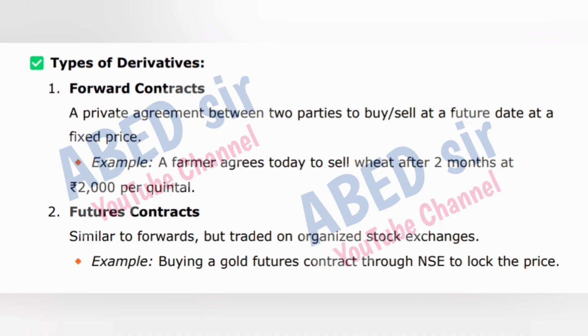Example, a farmer agrees today to sell wheat after 2 months at 2000 rupees per quintal. 2. Futures contracts. Similar to forwards, but traded on organized stock exchanges. Example, buying a gold futures contract through NSE to lock the price.